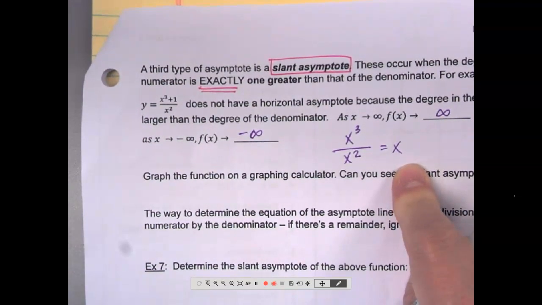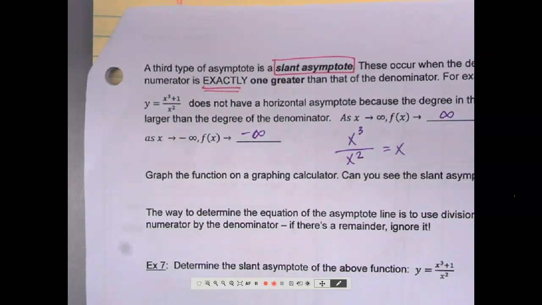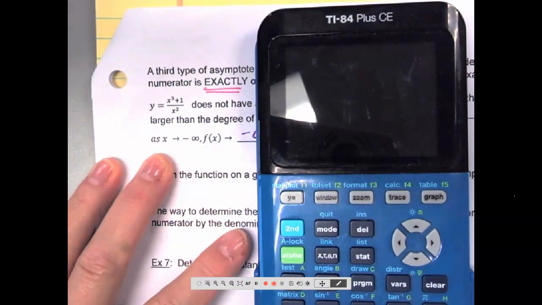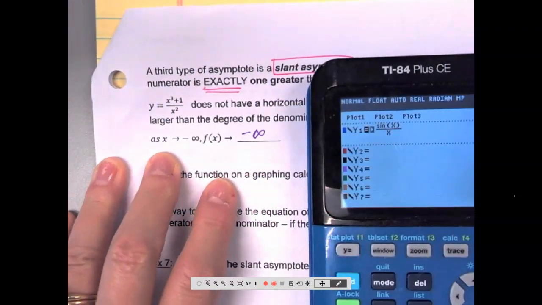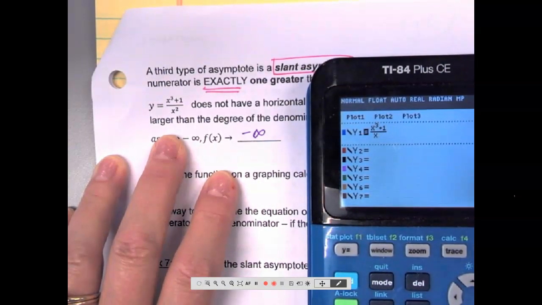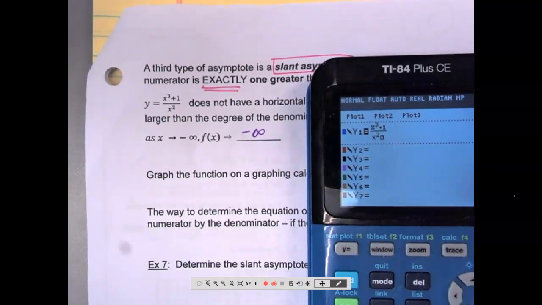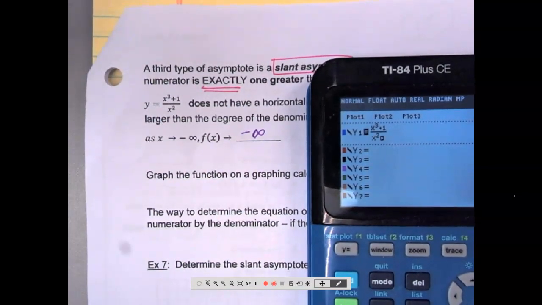Okay, so we're going to check out what this thing looks like and see if we can see a slant asymptote. All right, go to y equals, get our fraction set up, x cubed plus 1 over x squared. Prepare to be amazed.